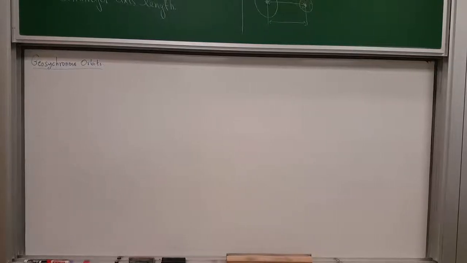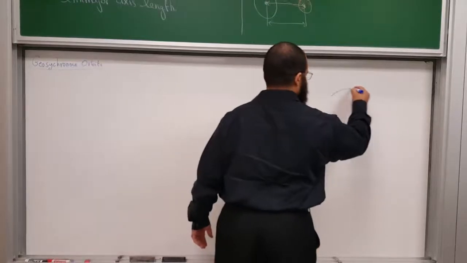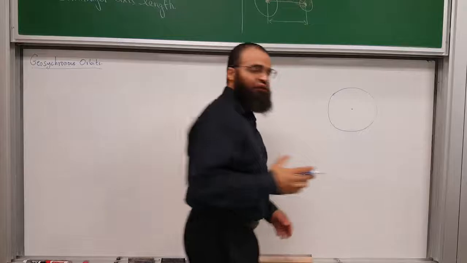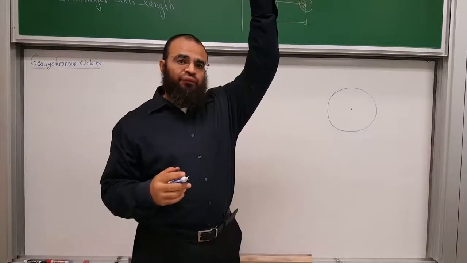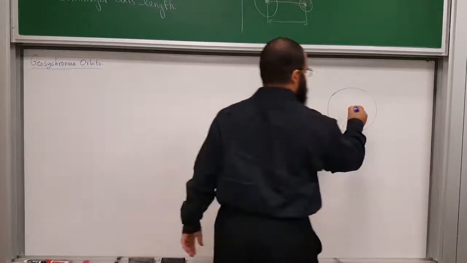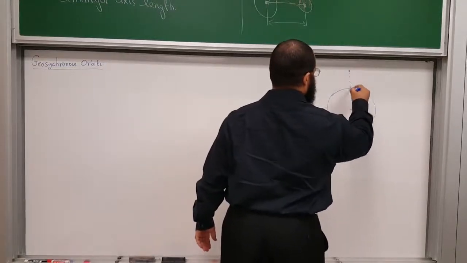I want to discuss now geosynchronous orbits. Geo is Earth, synchronous means at the same time. And so these satellites orbit Earth and they keep the same position relative to the Earth. So for example, if a satellite is right above me, as the Earth turns, the satellite will always be right above me. So if I'm here, the satellite will be here. It's always above the same point.